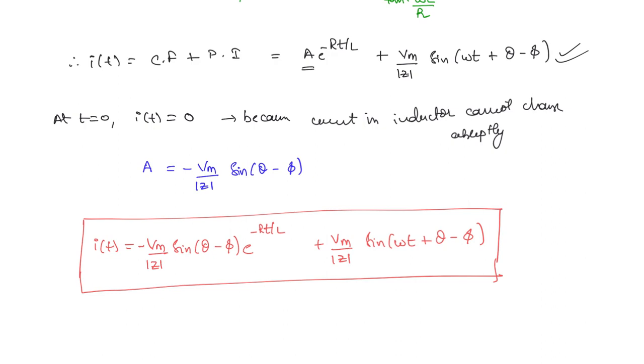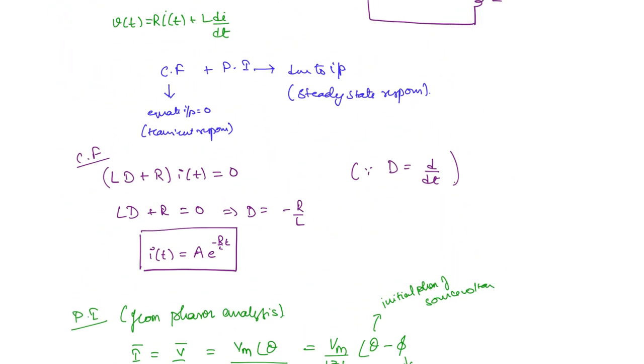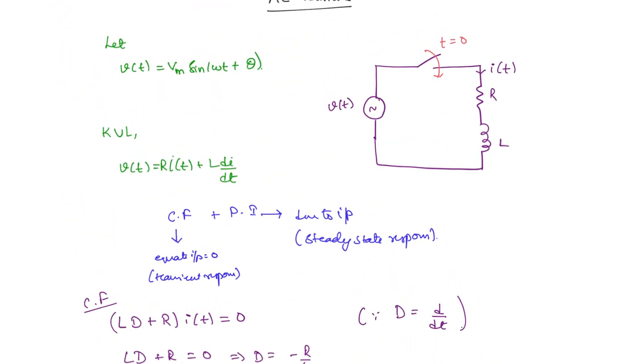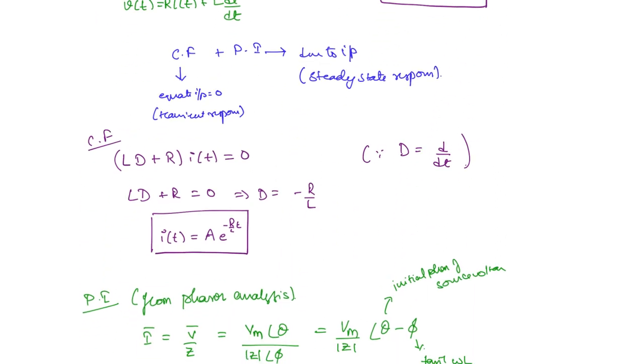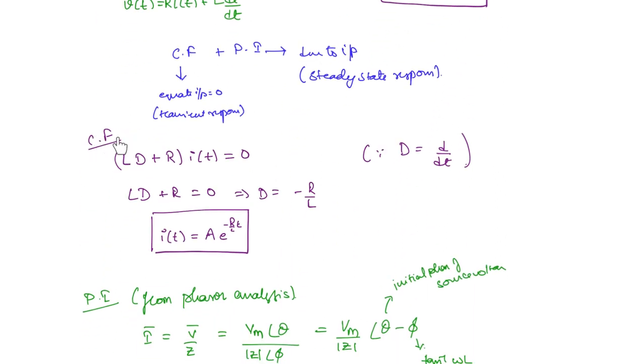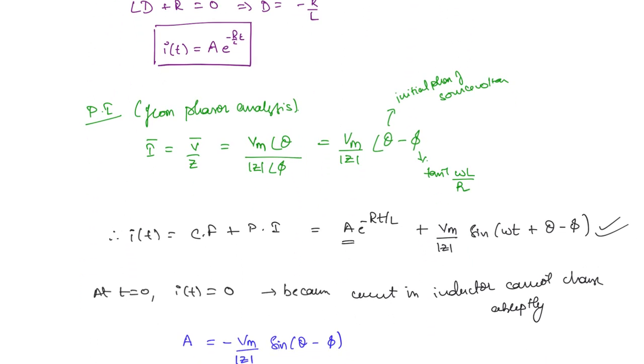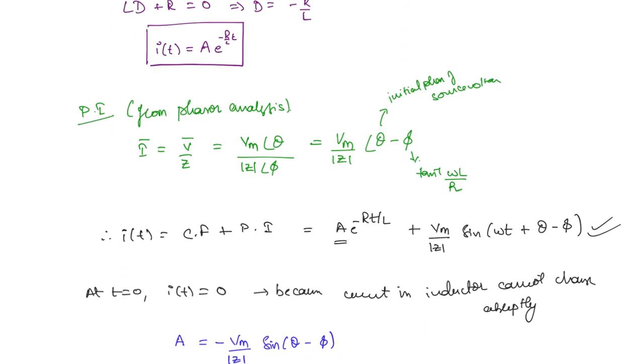So what did we do? Let us just recap, because it is lengthy and might seem difficult. First you wrote the KVL equation, and since it is a differential equation, we found the complementary function and then the particular integral. The particular integral we found from phasor analysis, and the complementary function from differential equations. So now i(t) will be equal to the complementary function plus the particular integral.